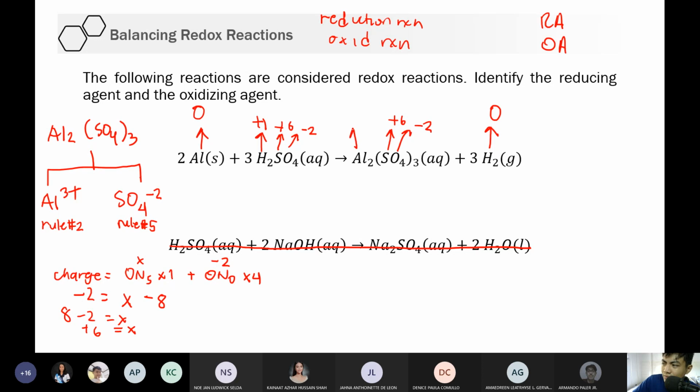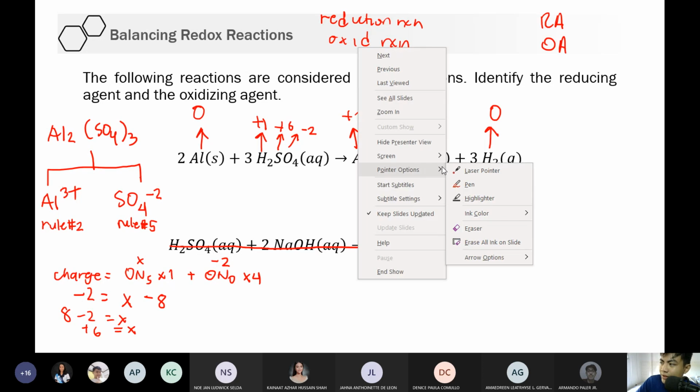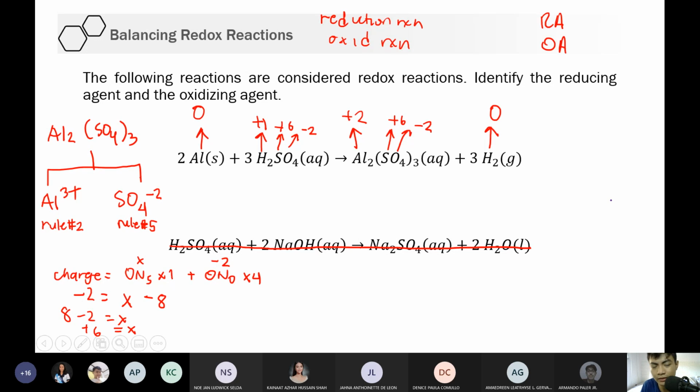So, just copy everything. The aluminum, rule number 2, monoatomic ion. So, that's positive 2. Okay? So, that's the first step, guys. Okay? So, the first step always is to determine the oxidation number of your elements. Okay? Oxidation number of your elements only.